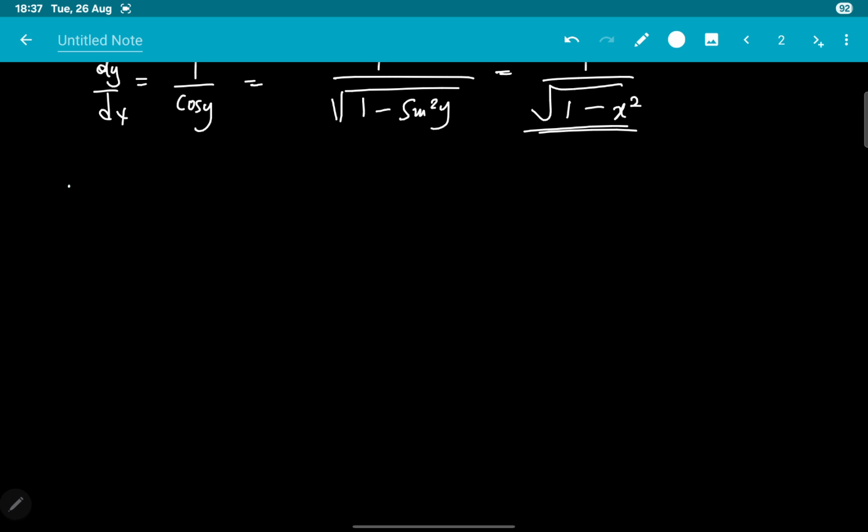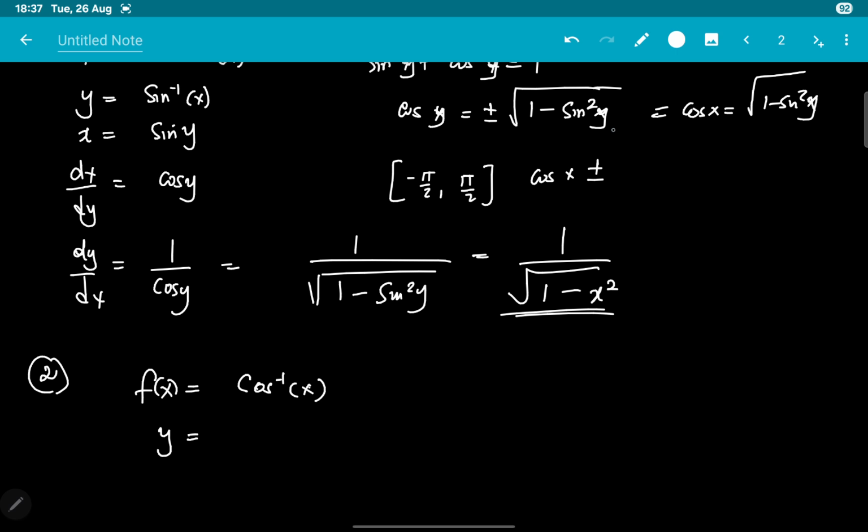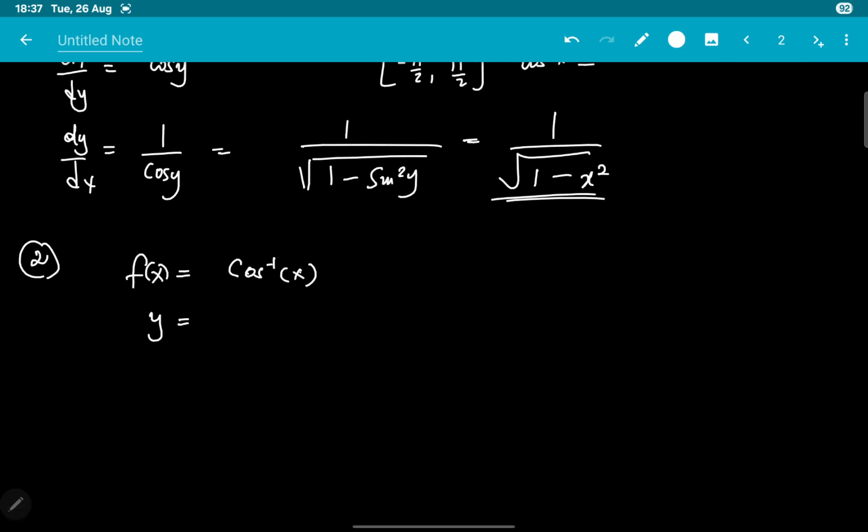Now let's go for cosine. It's the same scenario. If you are given f of x equal to cos inverse of x, so we say y is equal to cos inverse of x. It will be the same, even the relationship which they share here will be the same. So I want you to do it for cosine.